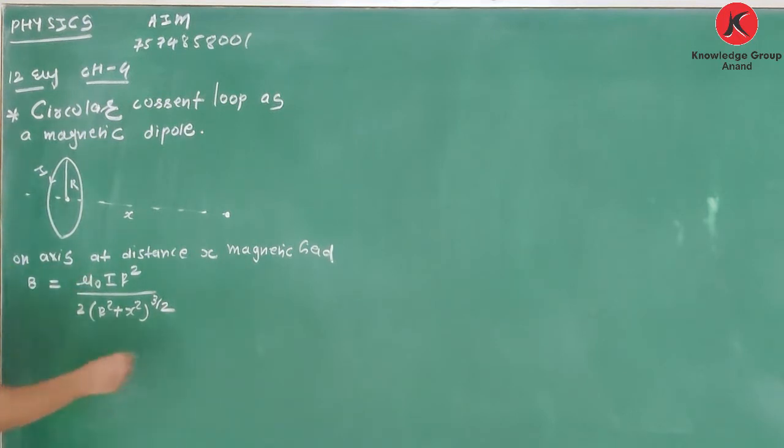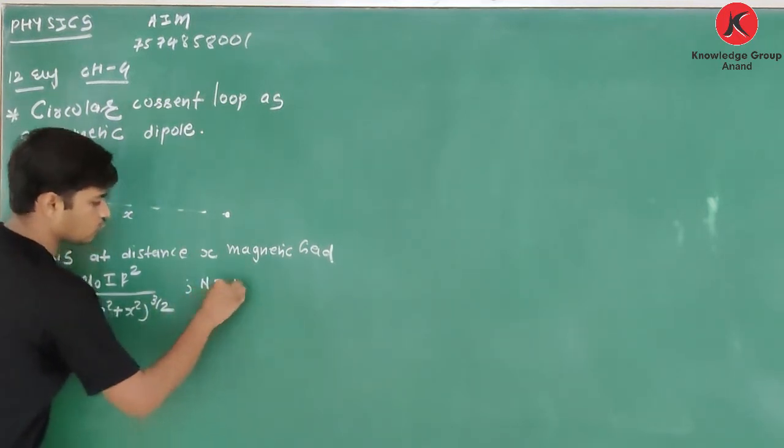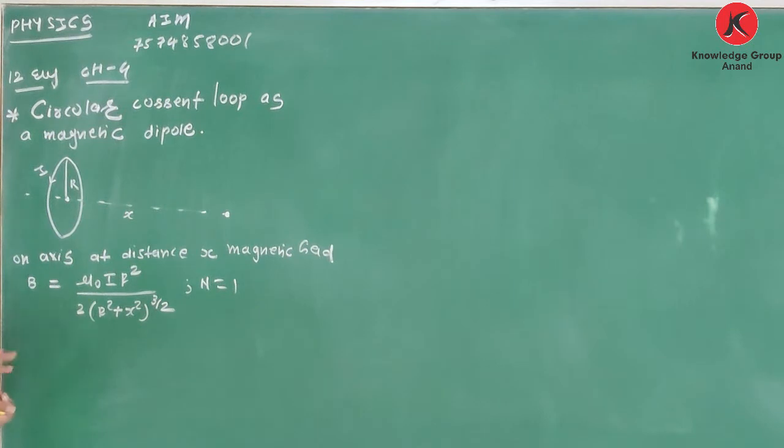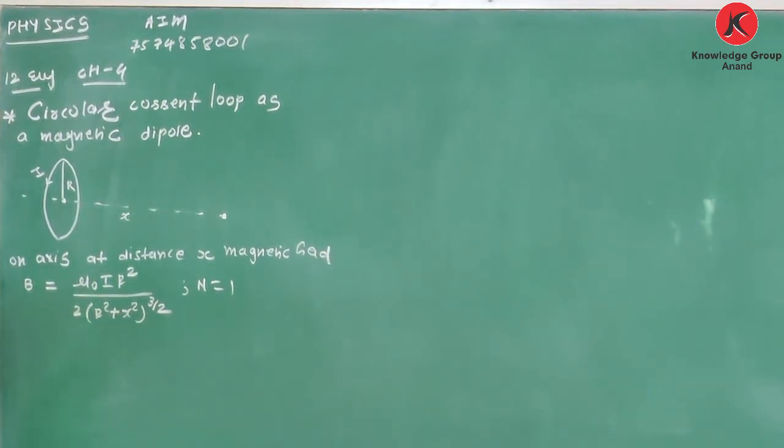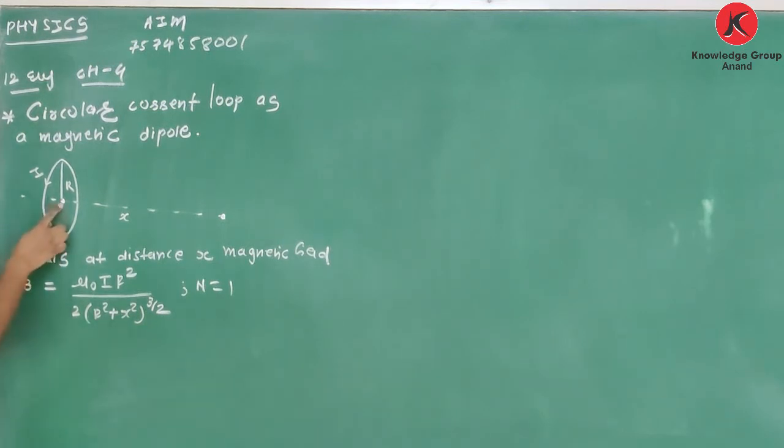Here I am taking number of turns N is equal to 1. But your equation is mu 0 N I r square upon 2 (r square plus x square) raised to 3 by 2. Clear about this? Yes, you know this equation. At the center, how to find the magnetic field? Put the value of x equal to 0, then you will get mu 0 I upon 2r.